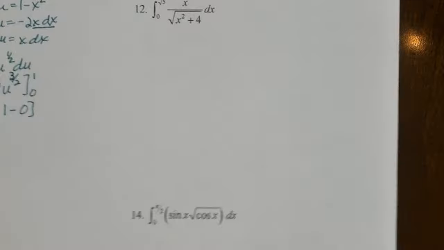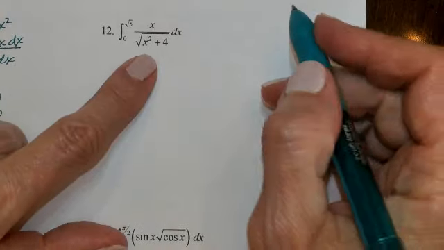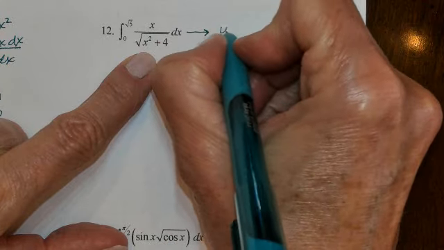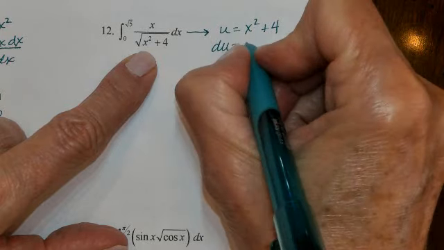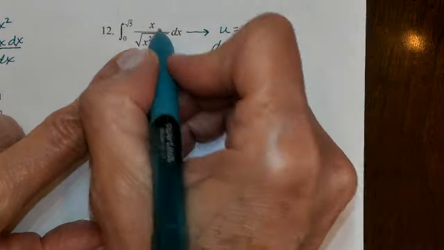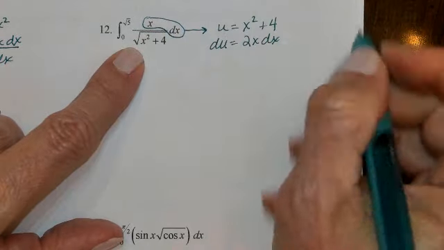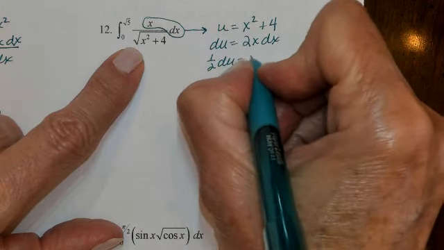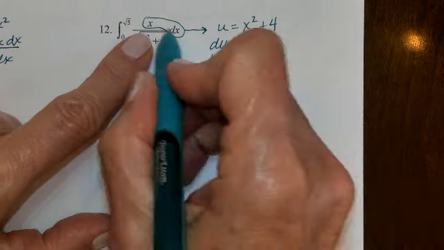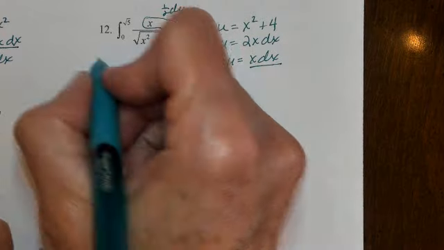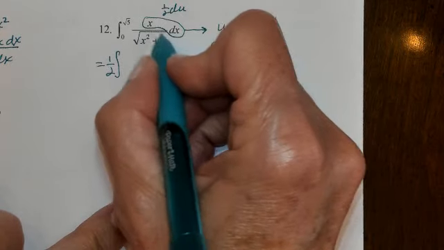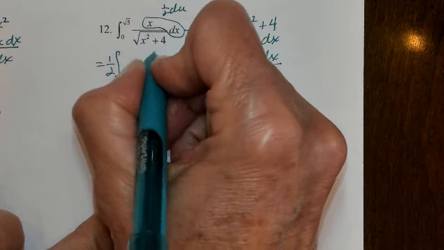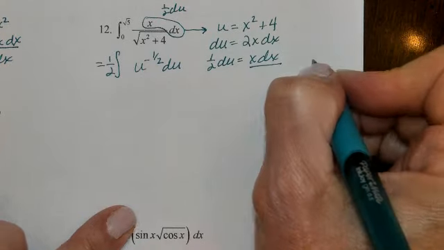All right, number 12. Okay, definitely a u-substitution problem, so I'm going to come off to the side. U is x squared plus 4. Du would be 2x dx. I see the x dx there, right? So I'm just going to move the 2 over. And now here's x dx, here's x dx, so I can put 1/2 du in place of that. Okay, so I have the 1/2 I'm going to pull out. Okay, and then I have 1 over the square root of u, which would be u to the negative 1/2. And then I have my du.